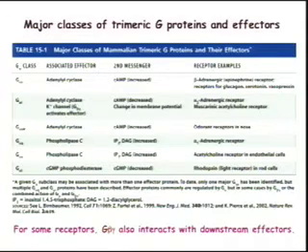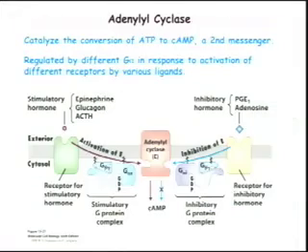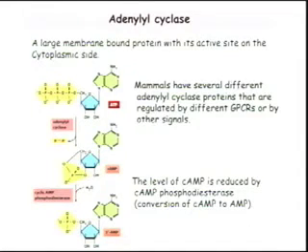Now, G beta gamma are not totally useless. They can also mediate some of their own functions, and I'm not going to discuss any of those for this class. As we said, the effector protein for the stimulatory G alpha protein is adenylyl cyclase. Again, as I said, this is a transmembrane protein. We know that it sits on the membrane. The function of this protein is to use ATP as a substrate and modify it to become cyclic AMP. The chemical reaction is shown here.